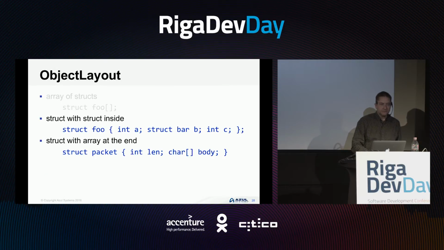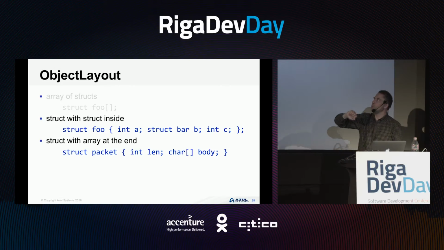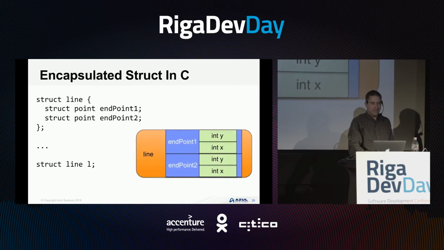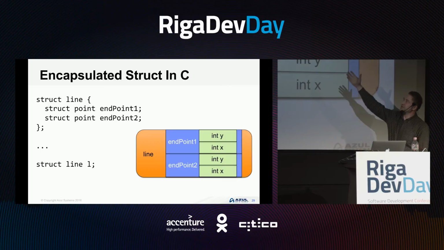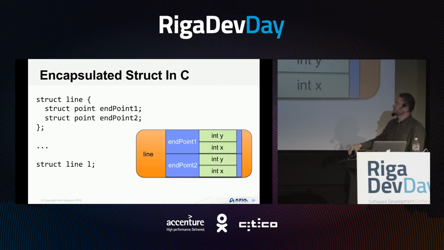If we look at how the other parts of the things we're trying to replicate work, so either a struct in a struct, and a struct with an array at the end. Again, if we look at an encapsulated struct in C, what we've got here is a line struct, which contains endpoint 1 and endpoint 2, which are themselves structs, which have int x and y. And again, the layout in memory is just sequential, contiguous in memory.